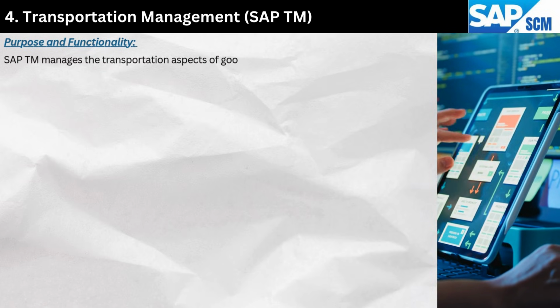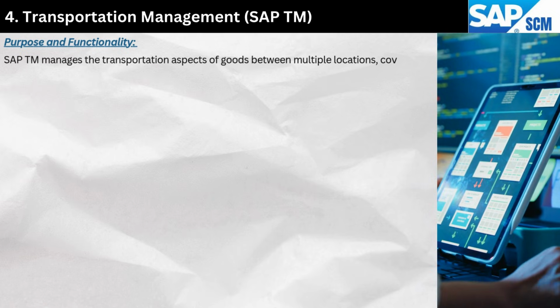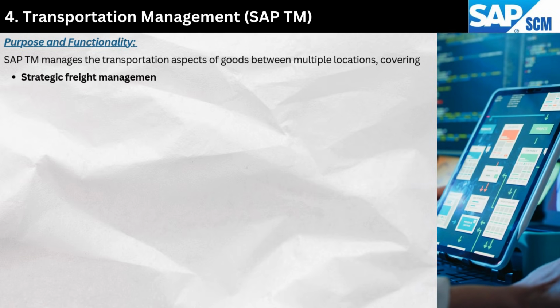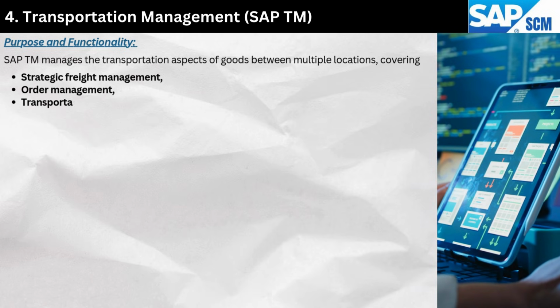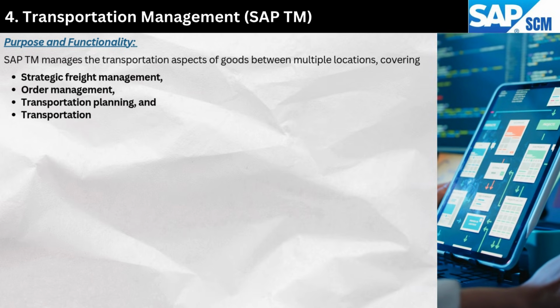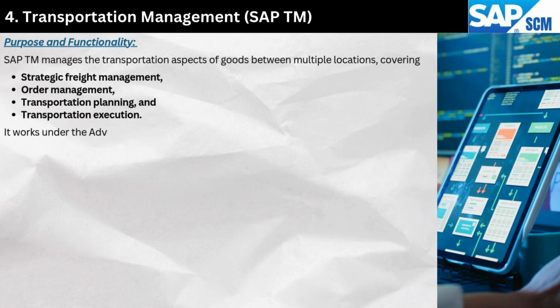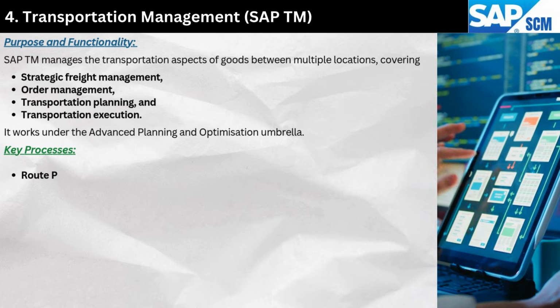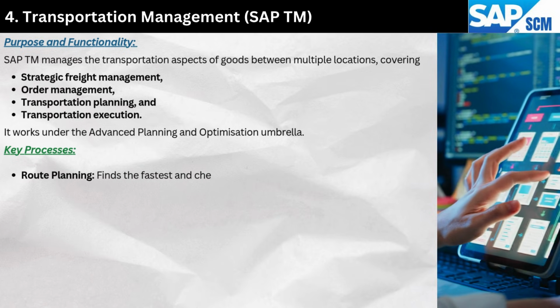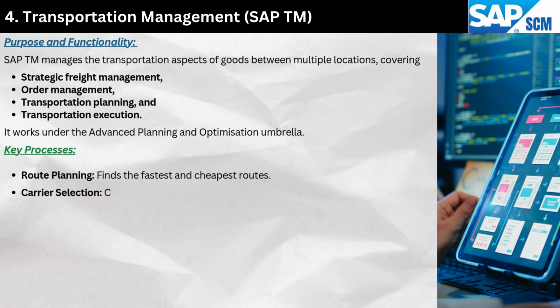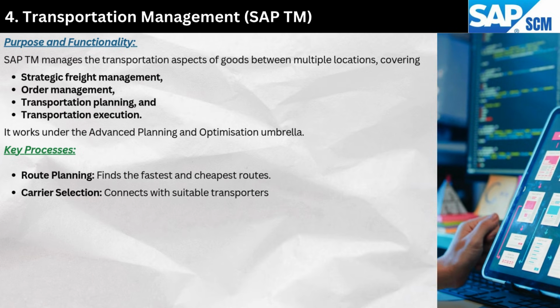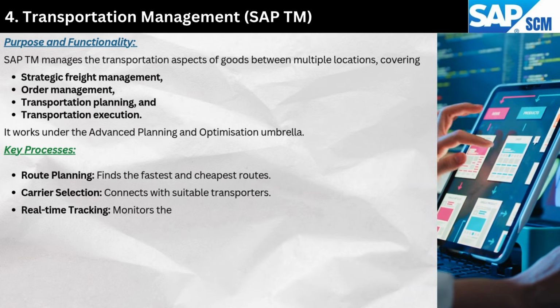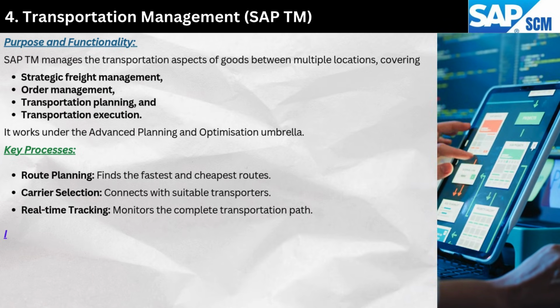Purpose and functionality. SAP TM manages the transportation aspect of goods between multiple locations, covering strategic freight management, order management, transportation planning, and transportation execution. It works under the Advanced Planning and Optimization umbrella. Key processes. Route planning finds the fastest and cheapest routes. Carrier selection connects with suitable transporters. Real-time tracking monitors the complete transportation path.